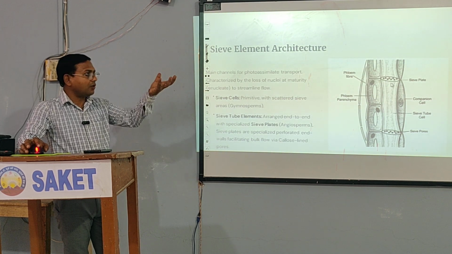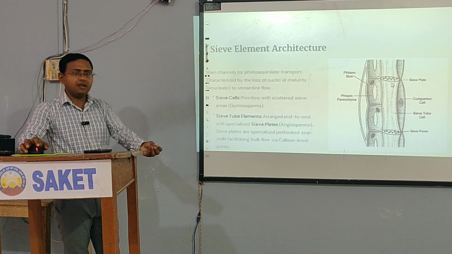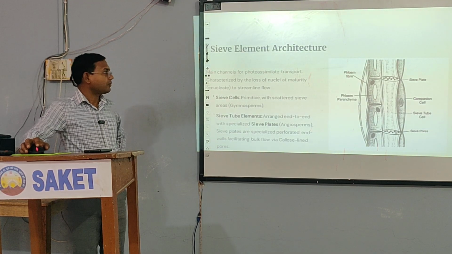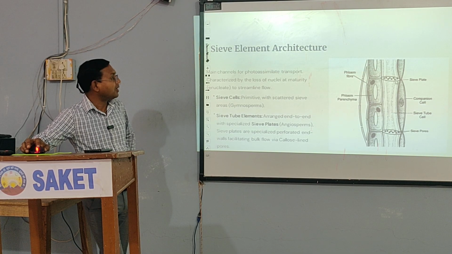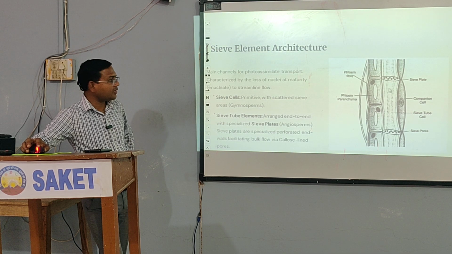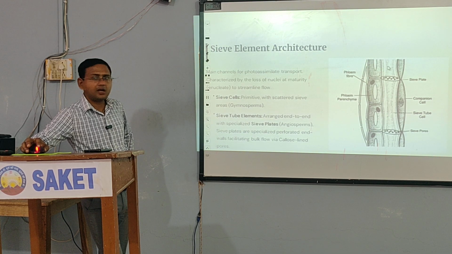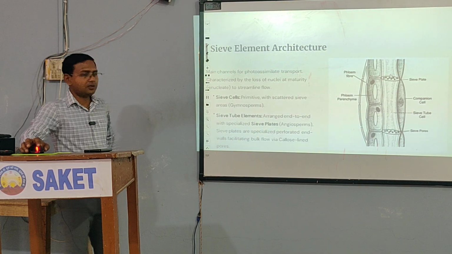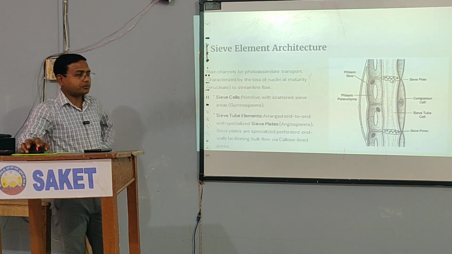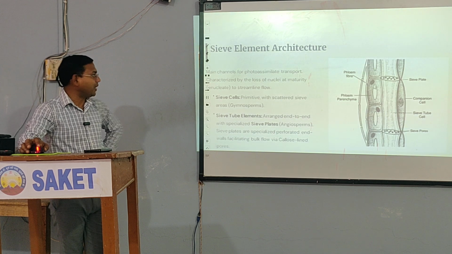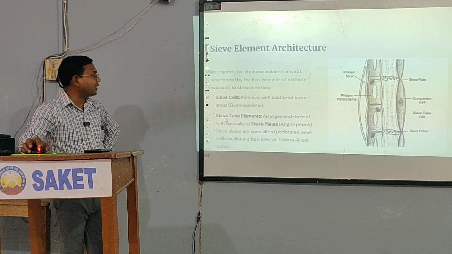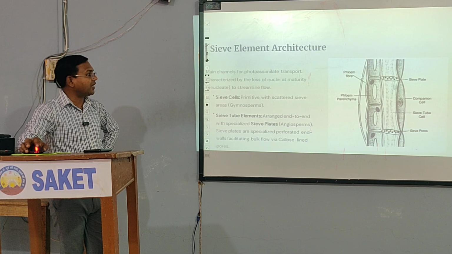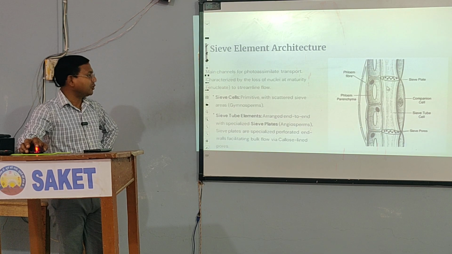If we put something in the sieve, it can easily come out the other side if its size is smaller than the size of the pores of the sieve. Similarly, the sieve plate has lots of openings so that material can easily be translocated to the next cell, and in this way it can go to the various parts of the plant. So sieve cells are primitive and found in the gymnosperms, while sieve tube elements are the advanced feature and are found in the flowering plants, the angiosperms.